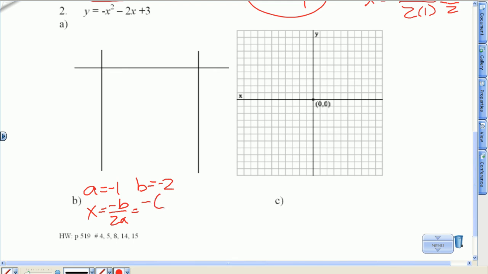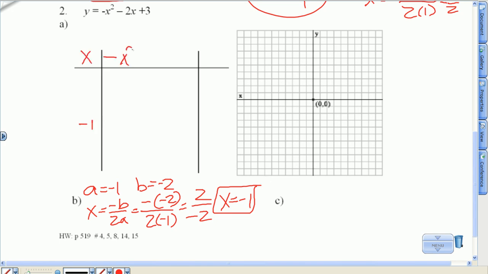So I got -2 over 2 times -1. Negative times a negative is a positive, so I get +2 on top, -2 on the bottom, and x equals -1 is my axis of symmetry. That's going to go in the middle of my table. I can put my x in here, put all this stuff in here. In case I don't have a graphing calculator, I'm going to do the scratch work. I have it ready to go.